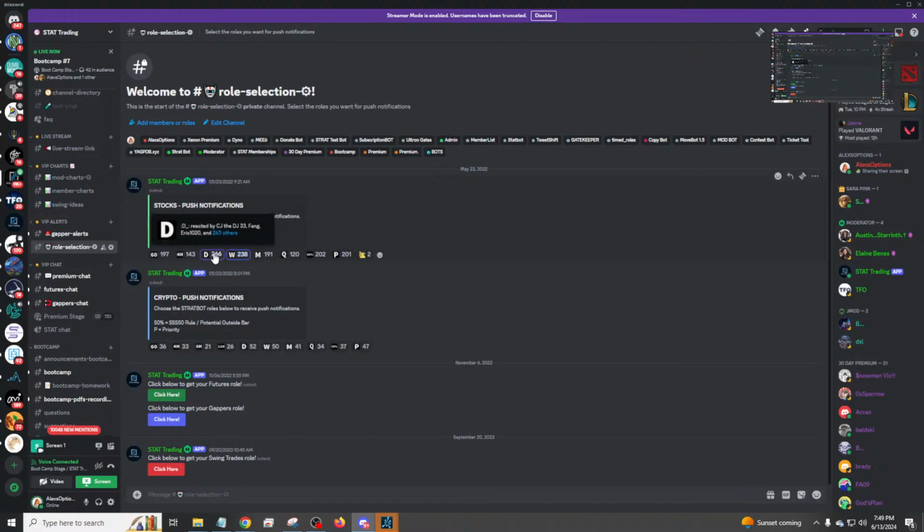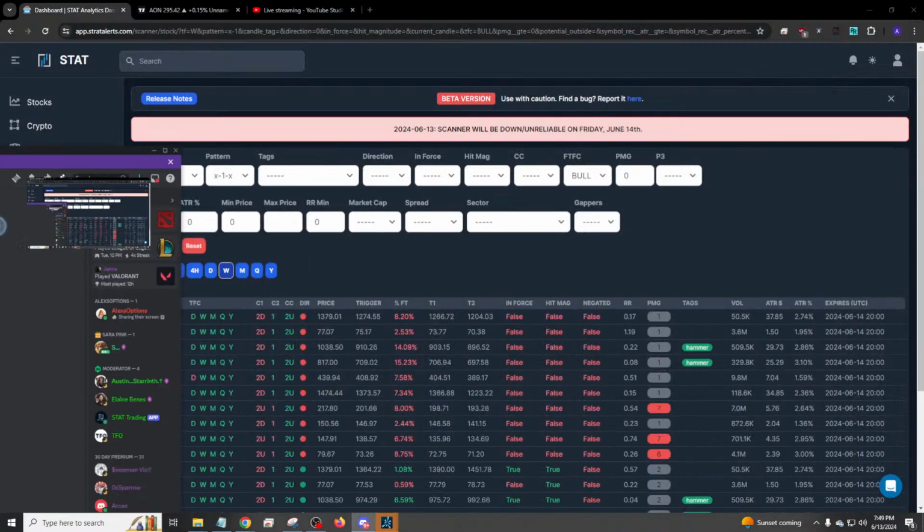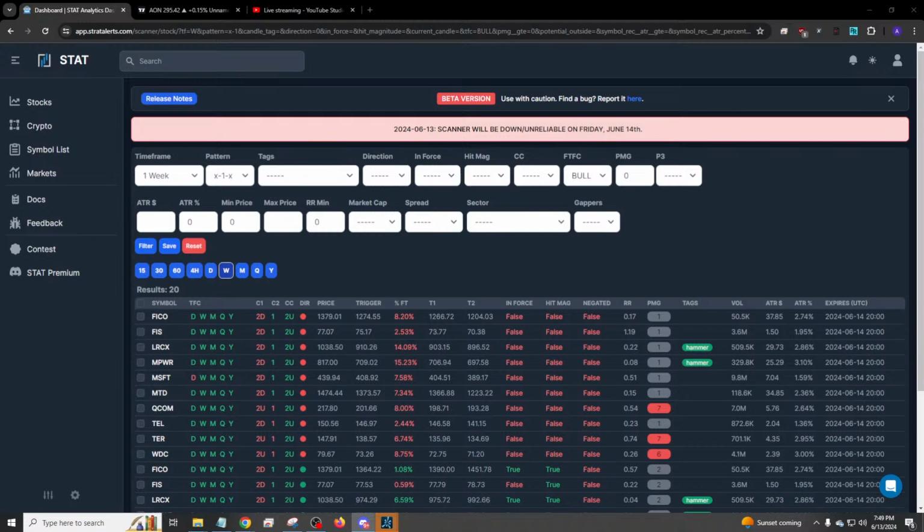And then also you can do daily signals and all that type of stuff. So it will alert you whenever actionable signals go in force, and then it's up to you to take a look.